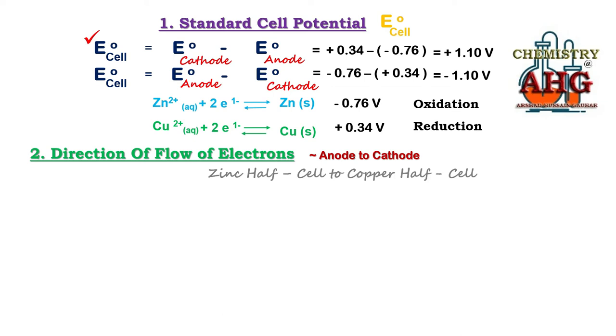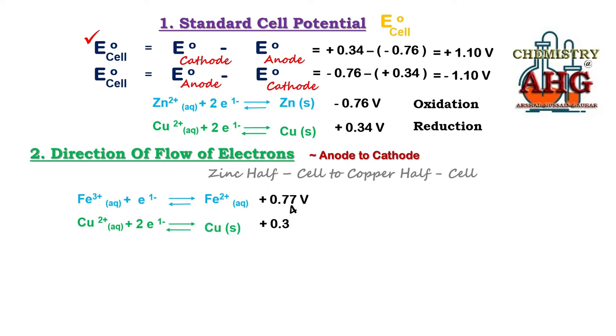You can pause the video. You can first of all calculate the standard cell potential yourself, then you can check it out. For example, I am giving you two half cells, one half cell of iron 3 plus. It is undergoing reduction to produce iron 2 plus. Its standard reduction potential is plus 0.77 volt, and the other half cell is copper's. Its reduction potential is plus 0.34 volt.